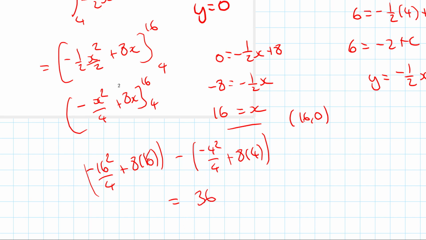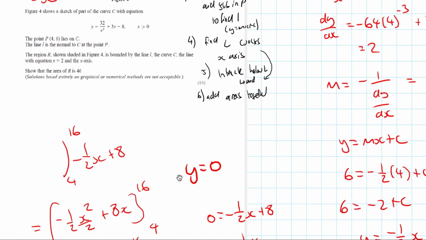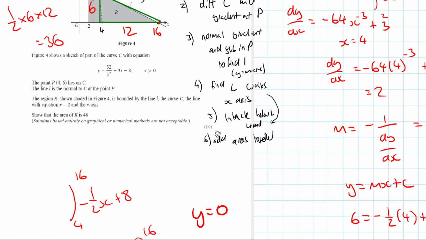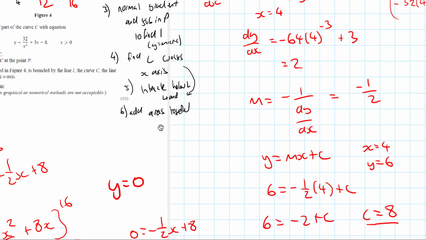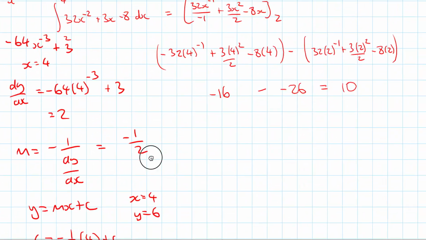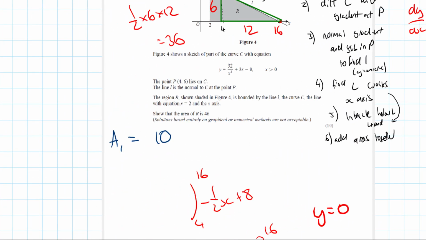So then the last step that we have is we need to show that the area is 46, so we're going to add the areas together. So let's say area 1 is equal to 10, which is what we found back at the start when we integrated the curve, and then area 2 is equal to 36. So the area in total is equal to 10 plus 36, which is equal to 46 as requested in the answer. And that's the end of this question.